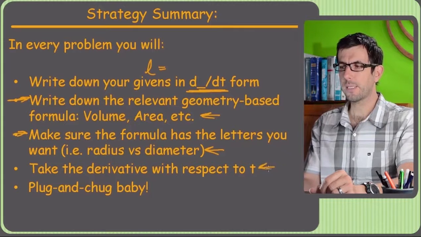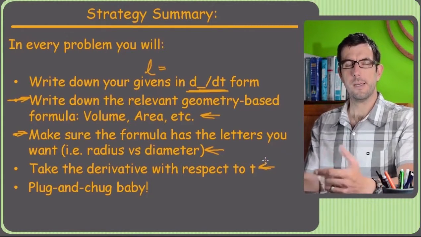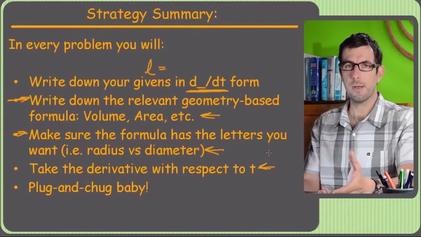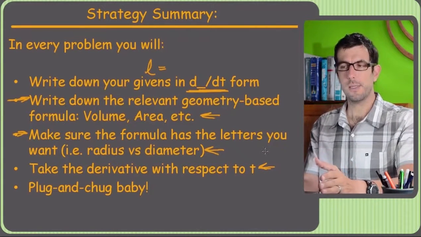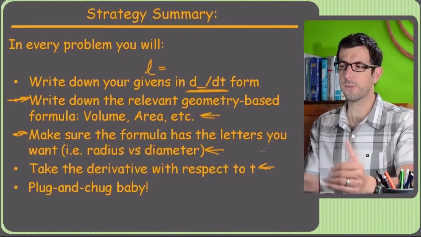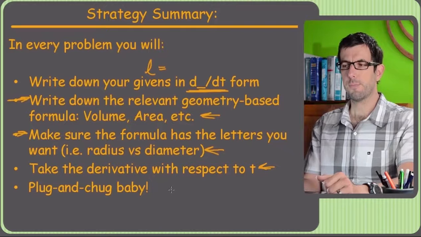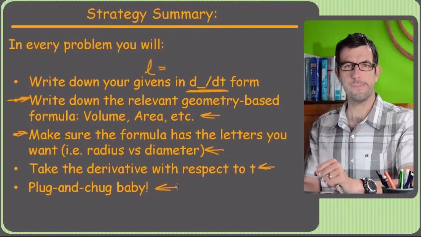Then take the derivative with respect to t. In a way it's the easy part, but it's also hard because it's so easy to forget something. If you forget dr/dt next to that r squared, all of a sudden the answer is going to be wrong. And then just plug and chug and drill it out on your calculator.